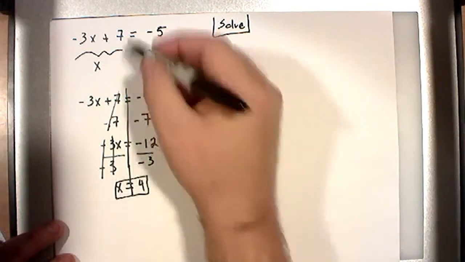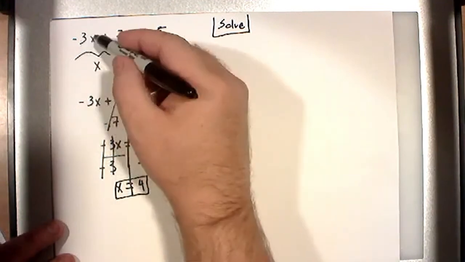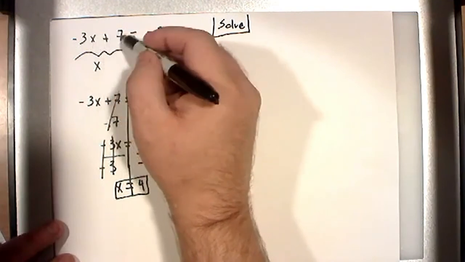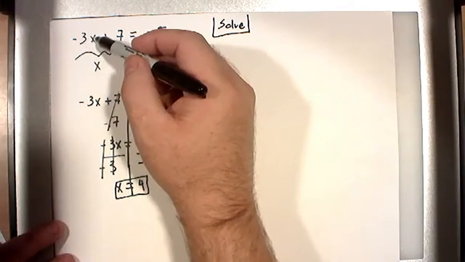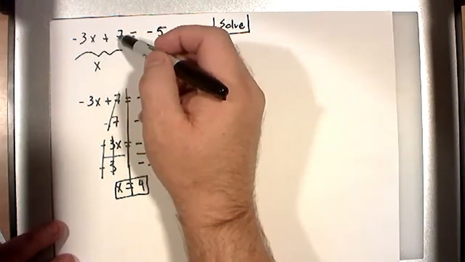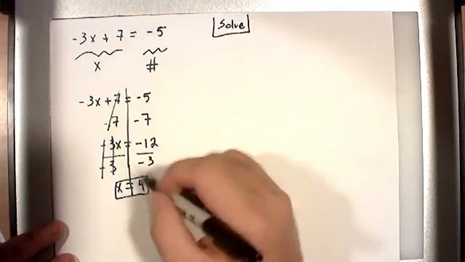If you want to, you can go plug this back in. Negative 3 times 4 is negative 12. Plus 7 is 5. Excuse me, let me try that again. Negative 3 times 4 is negative 12. Plus 7 is negative 5, which is what it should be, so we know this answer checks out.